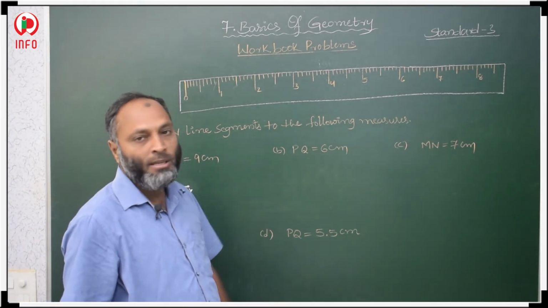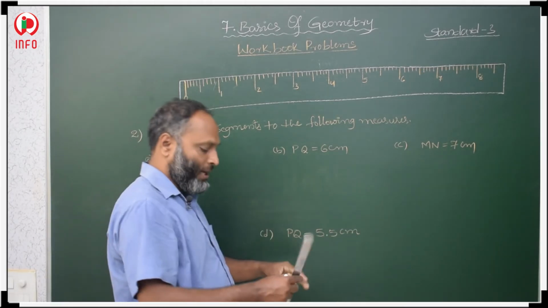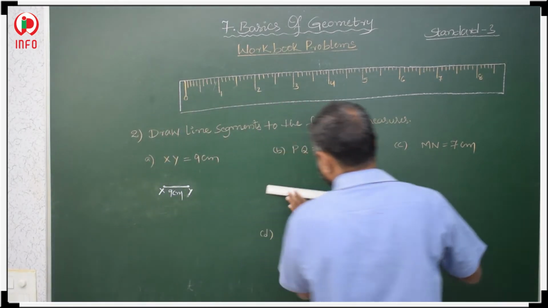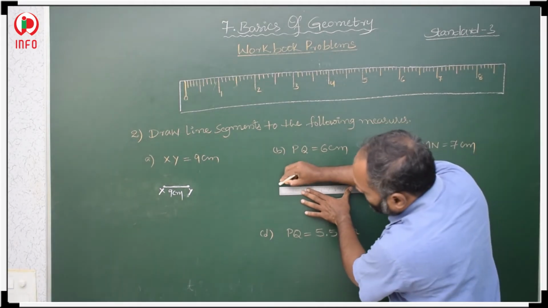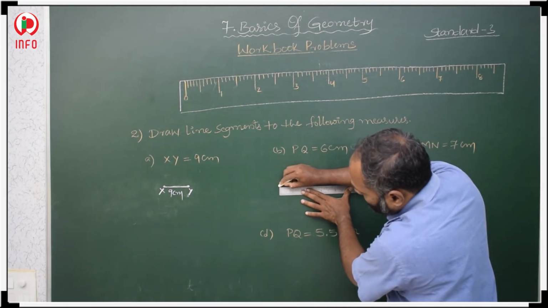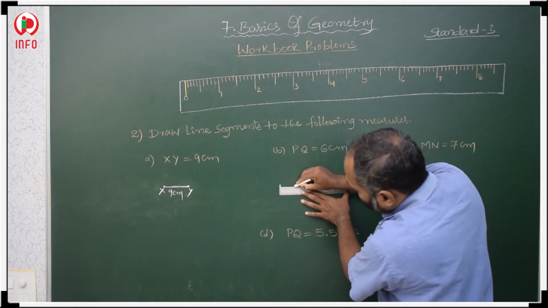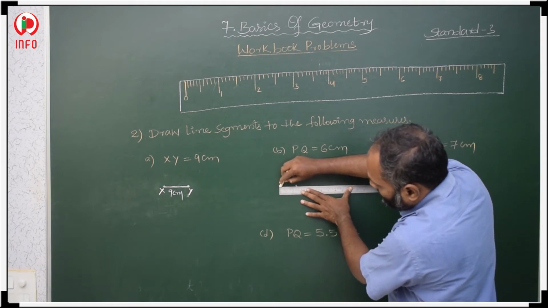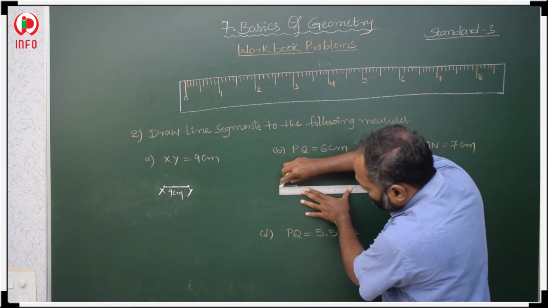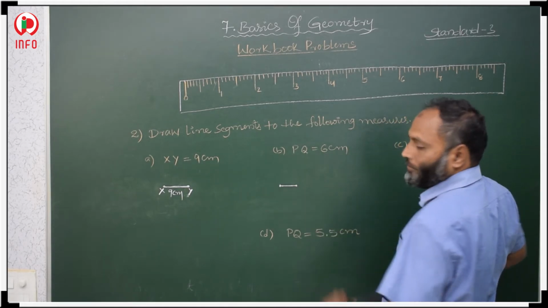PQ line segment is 6 centimeters in length. Then again we have to keep a scale horizontally like this, and mark a point at 0 on your scale, and after that another point at 6. After marking 2 points, join the 2 points, then remove your scale.